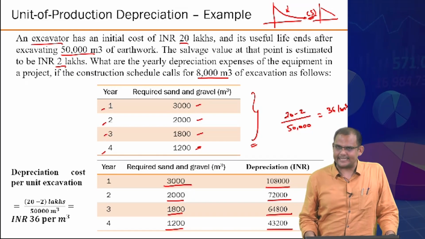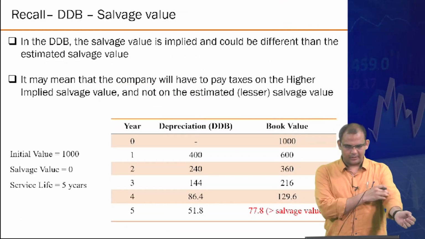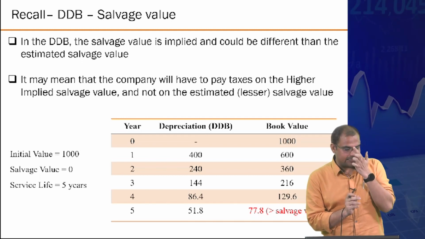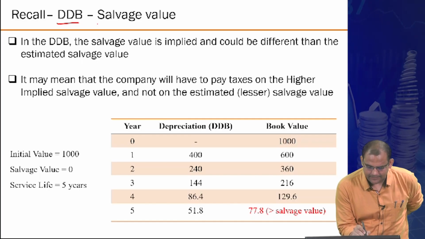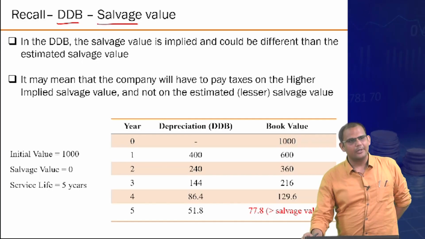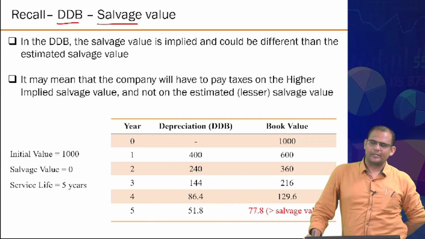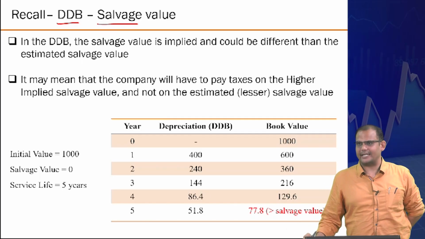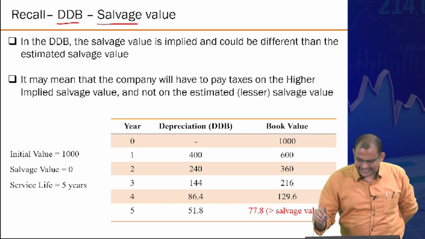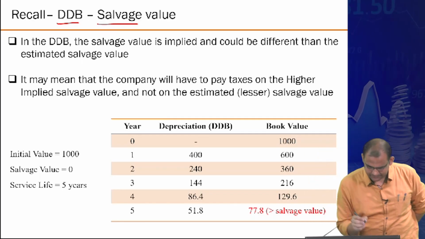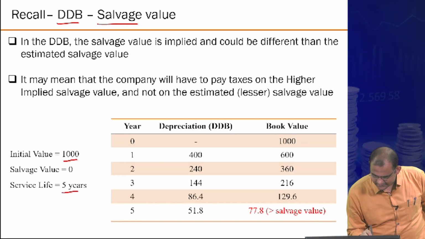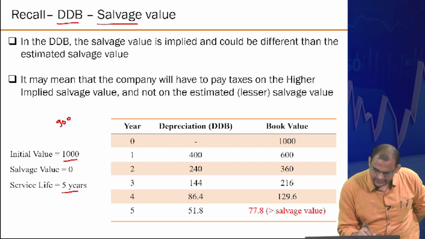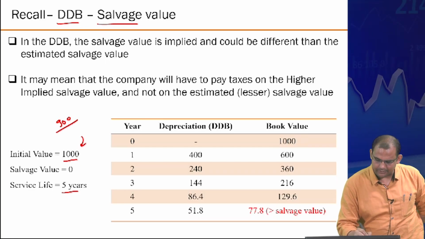Okay, making sense? All right, let me introduce you to the final concept in this particular case. So, as I was telling you, in the double declining balance method, we had calculated a salvage value, and in our previous case, this one coincidentally was the same as the original estimated salvage value. But let's slightly change the question. Suppose you have initial value of 1,000 here, the service life of it remains 5 years. Instead of the 900 in the previous question, now I am giving it to be 1,000.